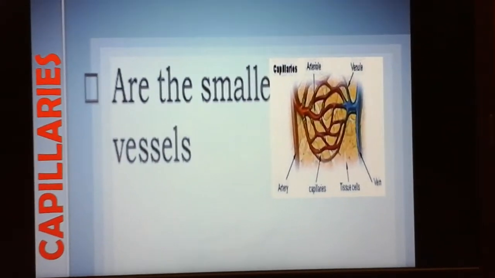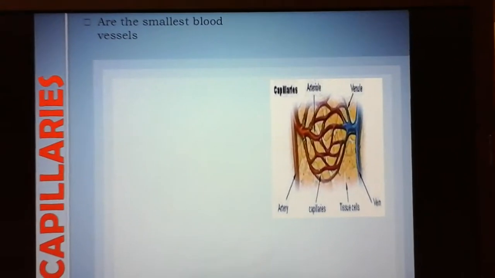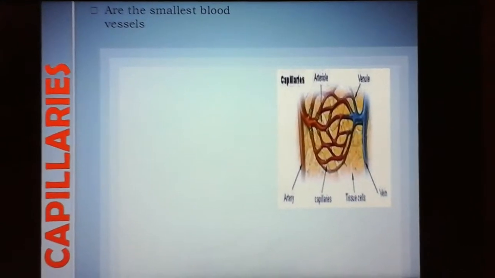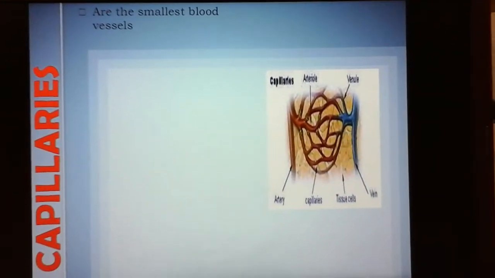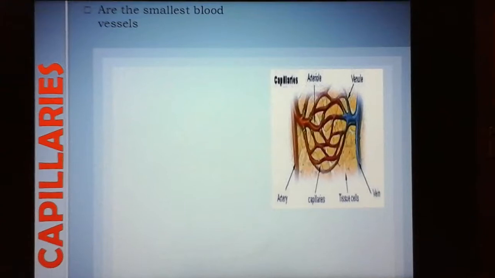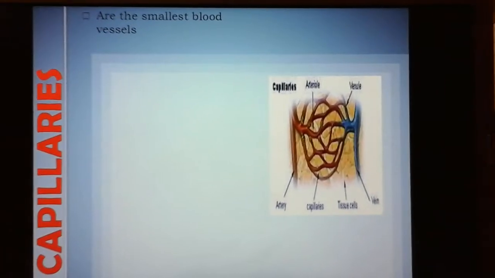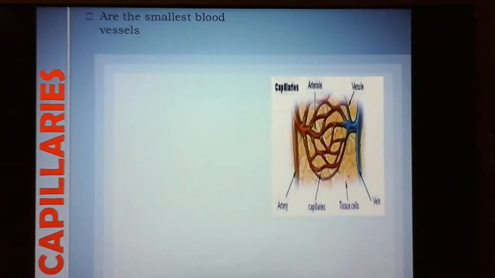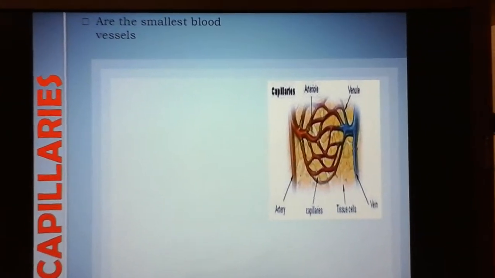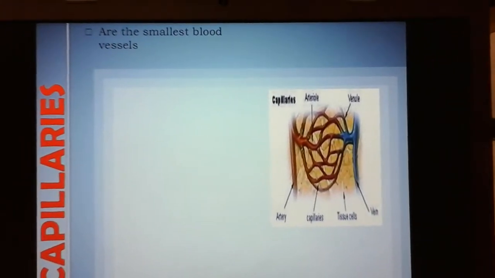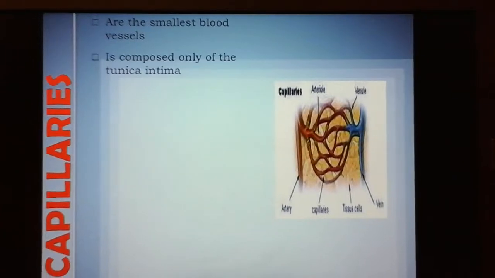Okay? With the capillaries, these are the smallest blood vessels you have. They are pure tunica intima. Remember, tunica intima is your simple squamous tissue. This is where all diffusion is going to take place. This is where the gas exchange will take place. This is where the nutrient and waste product exchange will take place. Okay? It is only the tunica intima.